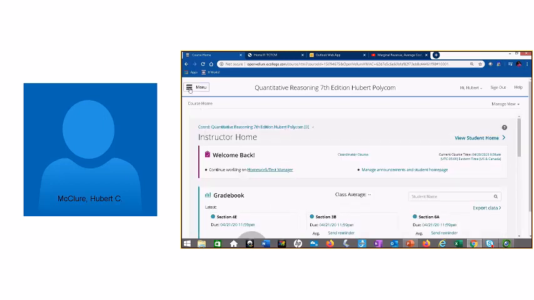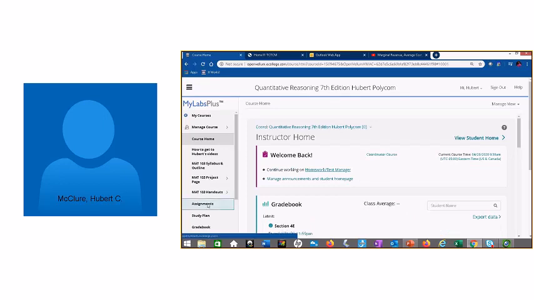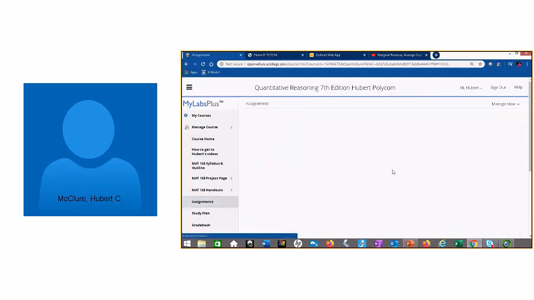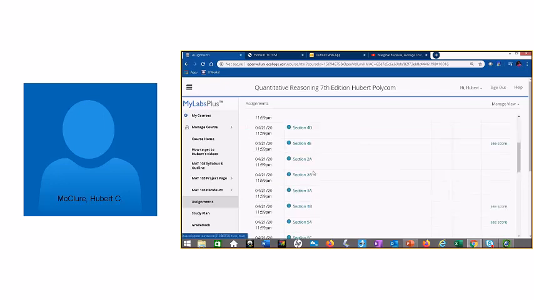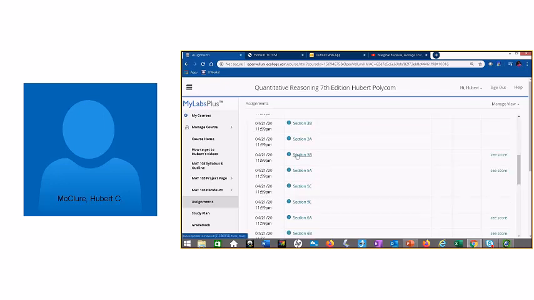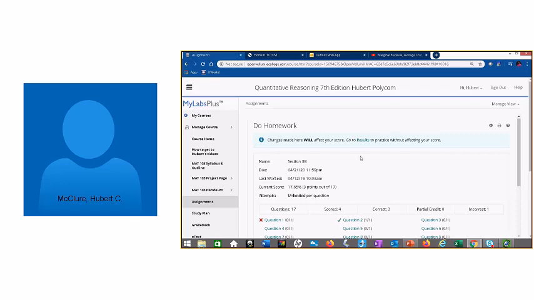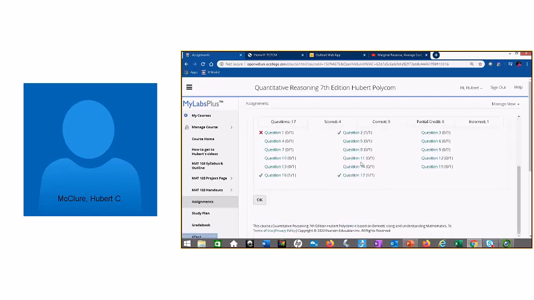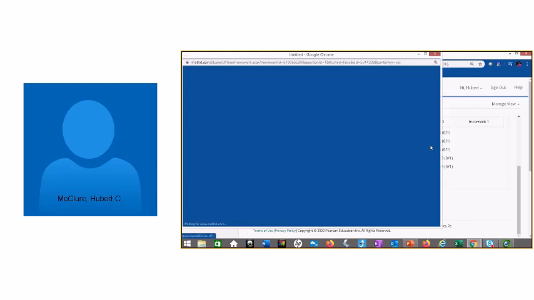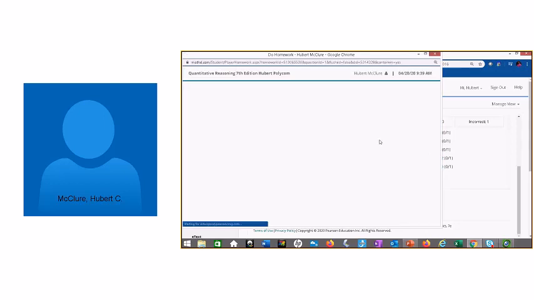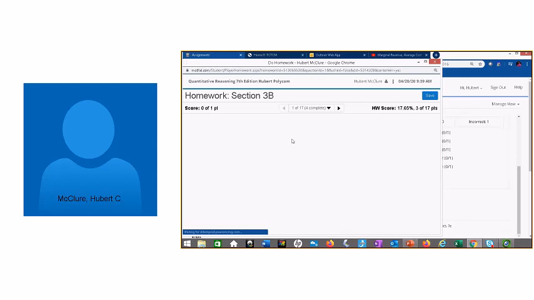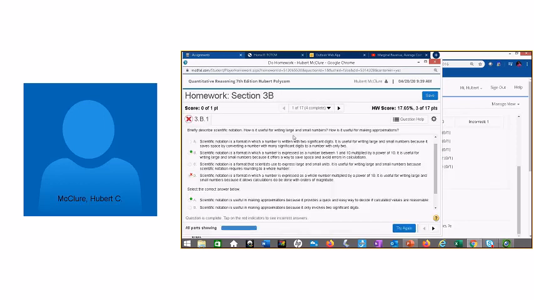Assignments, 3B. You don't have very many. You've got 18 questions, something like that. 17. Yeah, let's look at the first one. The first few are going to be like those four that I showed you: change the scientific notation to a regular number.